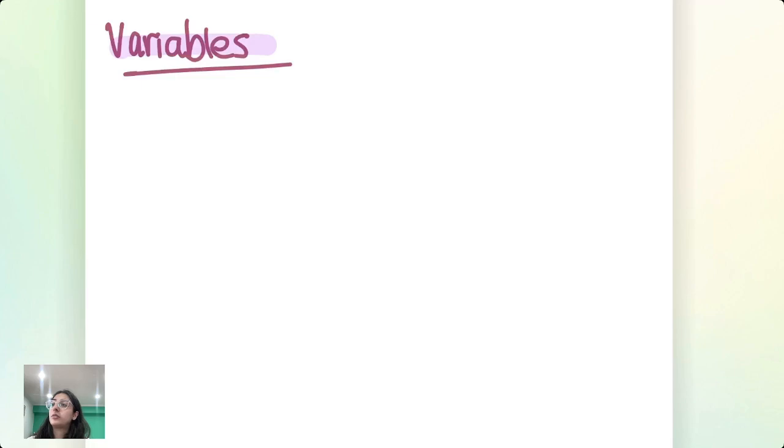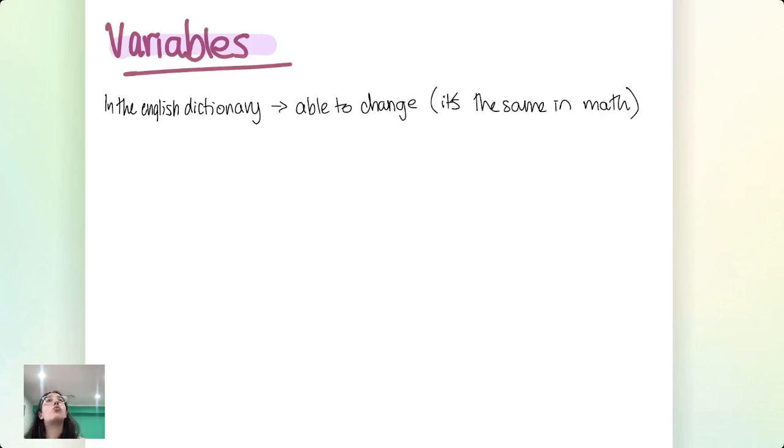Non-consistent or having a fixed pattern, liable to change. Liable to change. Okay. Can you ask for a more simple definition, because that one's a bit convoluted? Able to be changed or adapted. Cool, able to be changed or adapted. So in the English dictionary, variable just means able to change. And that's exactly what a variable is in math. It's a number that's able to change. That's it. Okay?